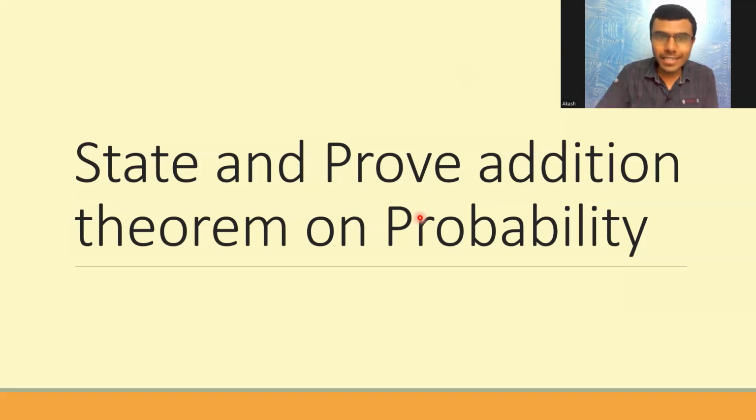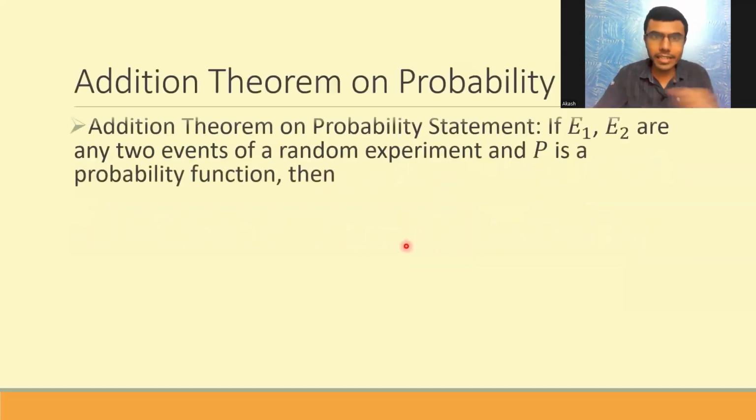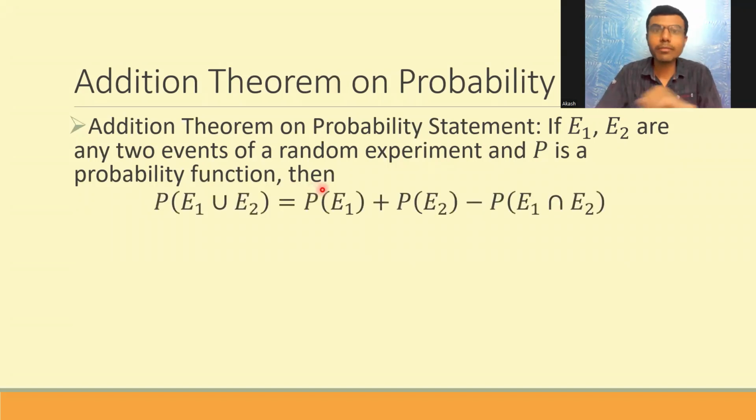Now let us state and prove the addition theorem on probability. Here is the statement. If E1, E2 are any two events of a random experiment and P is a probability function, then P of E1 union E2 is equal to P of E1 plus P of E2 minus P of E1 intersection E2. We'll have to prove this.